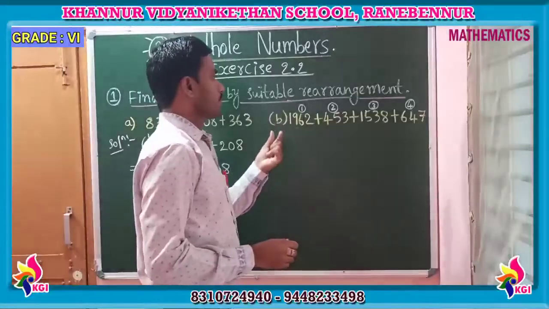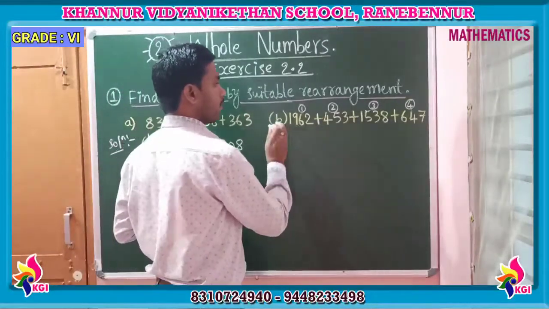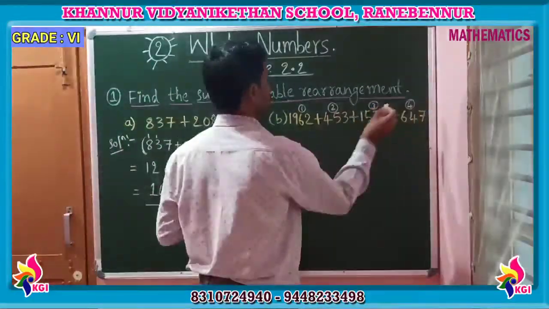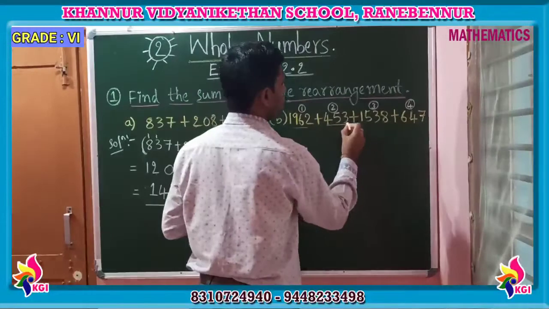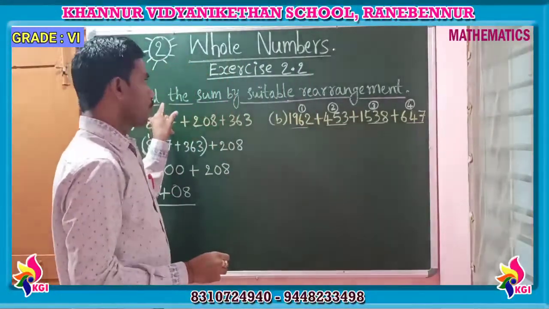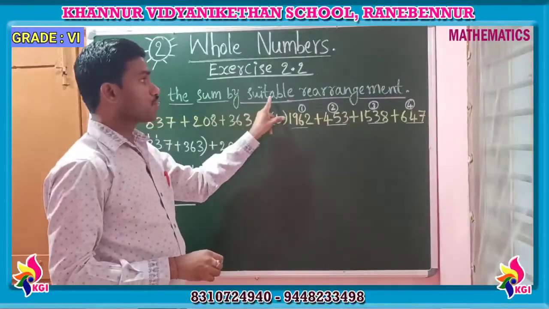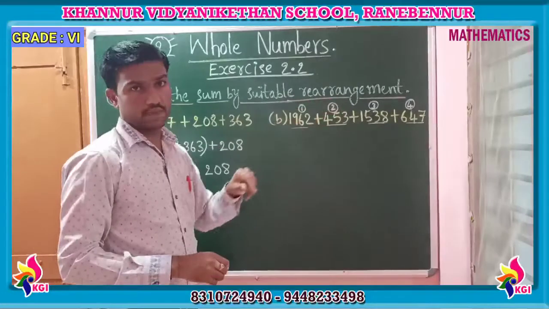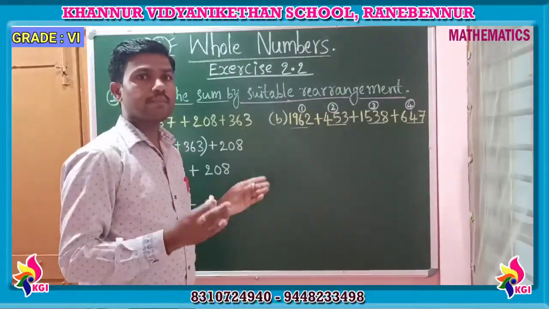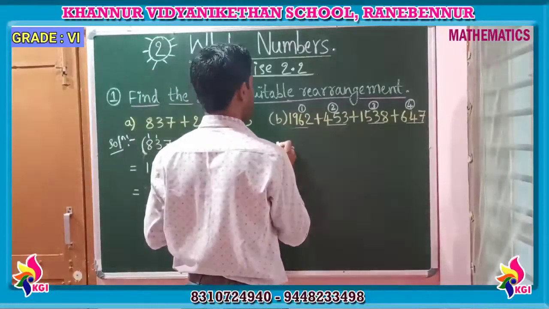Yes children, this is your second question. It is also in the first main question only. How many numbers are there? 1, 2, 3, 4. There are four numbers here. We want to find the sum of these four numbers by suitable rearrangement. We have to take some arrangement, do the sum and find the answer.